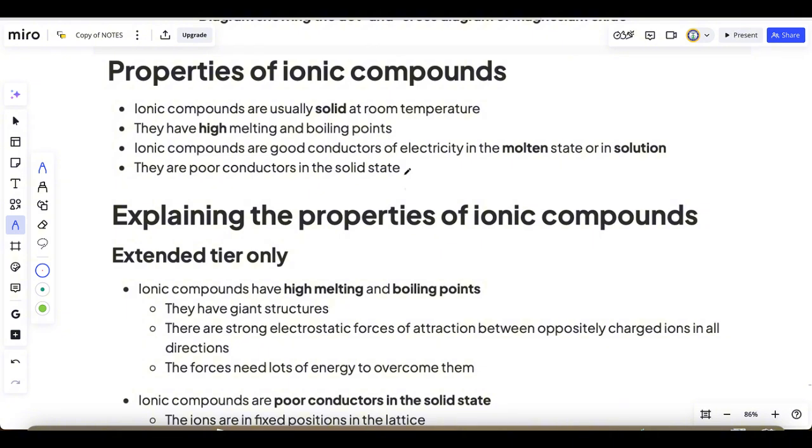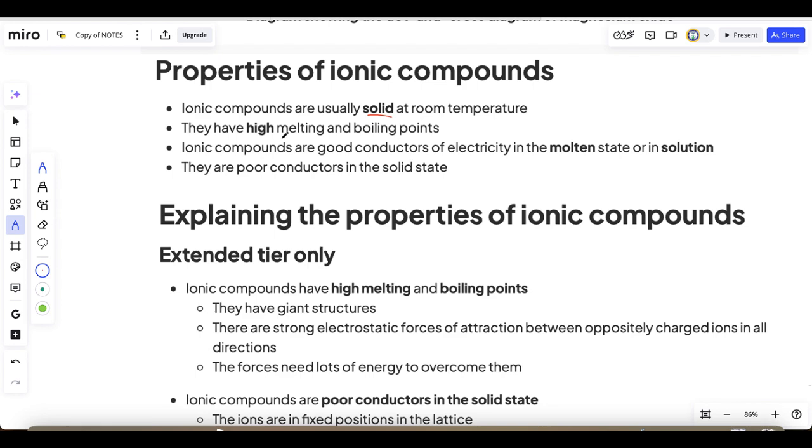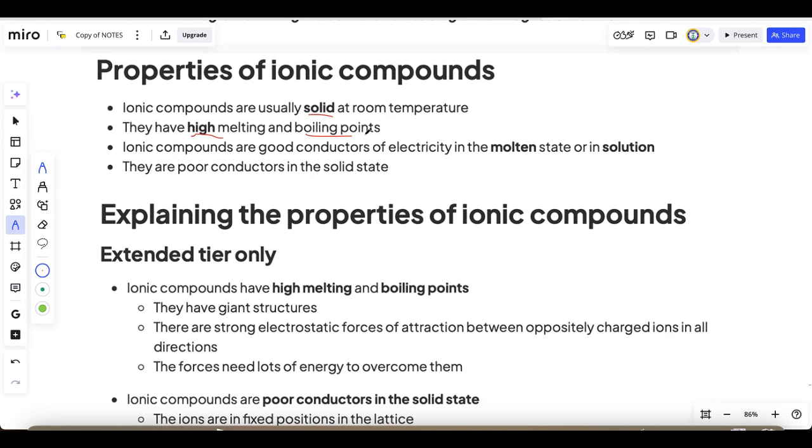Since ionic compounds are solid, they should have a high melting point, high boiling point, and high density. All of this begins to flow in your mind, okay? And they can conduct electricity when molten or in solution. One of their properties is that they can conduct electricity when in a molten state or in solution. Take note. They are poor conductors in solid state. When they are solid, they are like insulators.